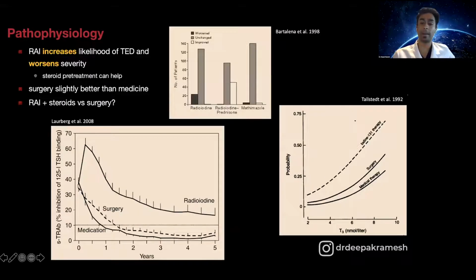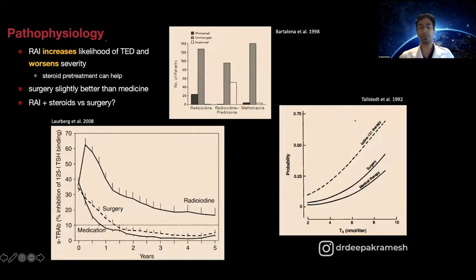So these are some graphs, and you see here on the bottom left that patients who have radioactive iodine have a much higher serum level of thyroid antibodies. And at the top, you see that patients who have just radioiodine have a significant portion of patients who worsen regarding eye disease, almost 25%. Whereas if you co-treat patients with prednisone along with the radioactive iodine, you can make sure that those patients don't actually have a worsened thyroid eye disease manifestation. And then at the right, you see radioactive iodine versus surgery versus medical therapy. And you see that radioactive iodine gives people the highest risk of developing TED, and medical therapy gives people the lowest risk of developing TED.